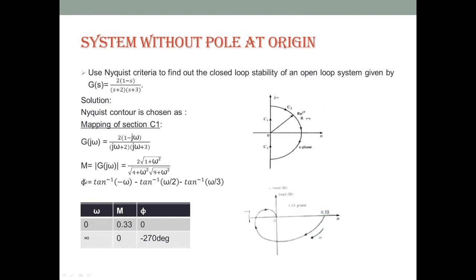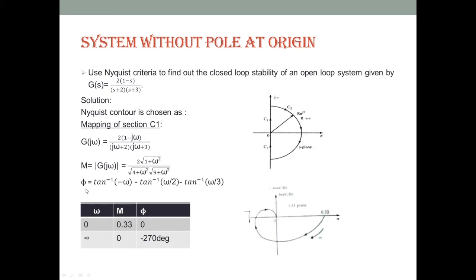So using that we can find out the magnitude of G(s) or G(j omega), and that is equal to 2 into root over of real part square. So this one is the real part, and the imaginary part is omega. So root over of 1 square plus omega square, that is root over of 1 plus omega square. And for the denominator, it will be root over of omega square plus 2 square, that is root over of 4 plus omega square. And this one will be root over of omega square plus 9, or 9 plus omega square.